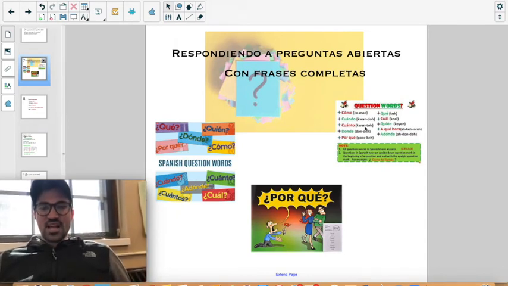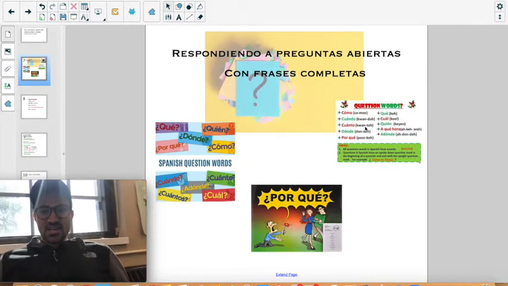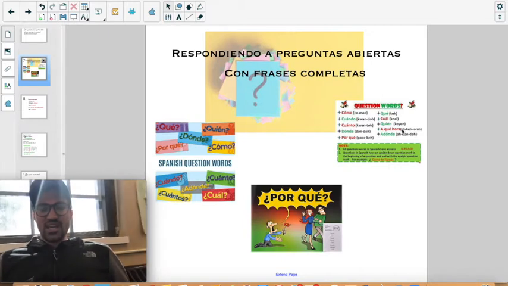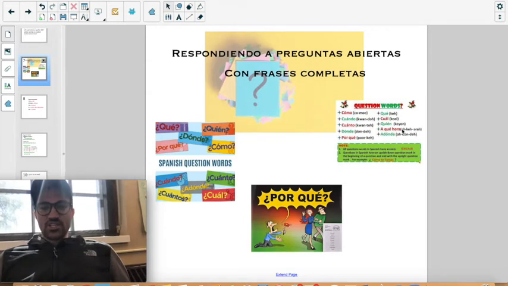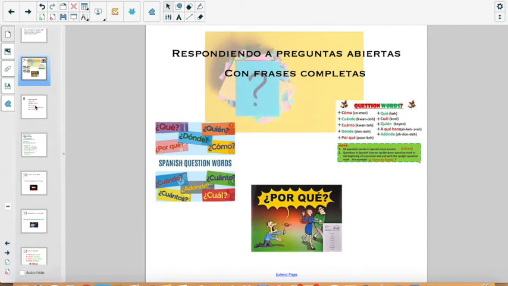yesterday. Today's lesson builds off of yesterday's lesson. So you do need to have a fundamental understanding of what these question words mean and how to form open-ended questions in the tú form. And once we are there, today's lesson will make more sense as we are building off of that background knowledge from yesterday. ¿Sí?